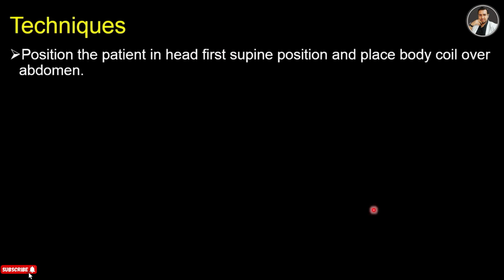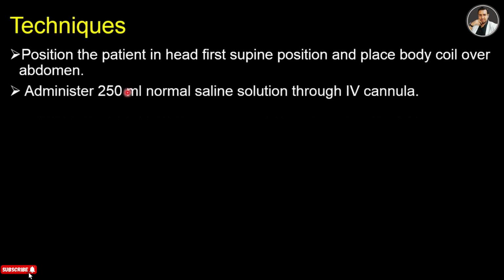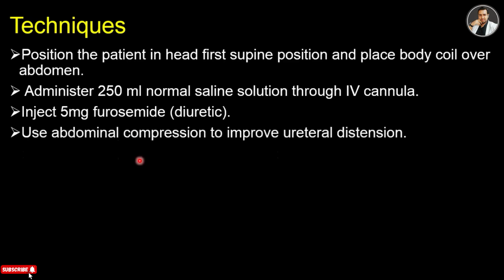And now let's learn the technique. First, position the patient head first supine and place the body coil, we know it, and then administer 250 ml normal saline solution through the IV cannula, and inject 5 milligram furosemide diuretic injection to increase the flow of the ureter, the flow of the contrast or the urine. You can also use abdominal compression to improve ureteral distension.